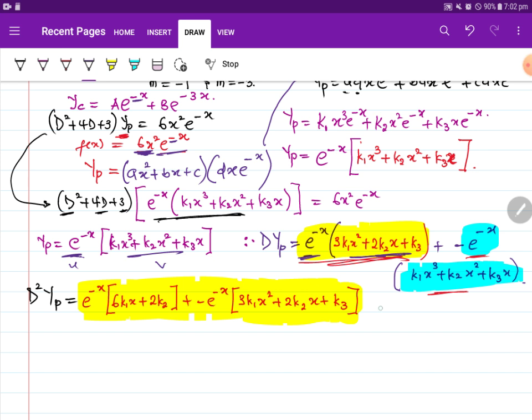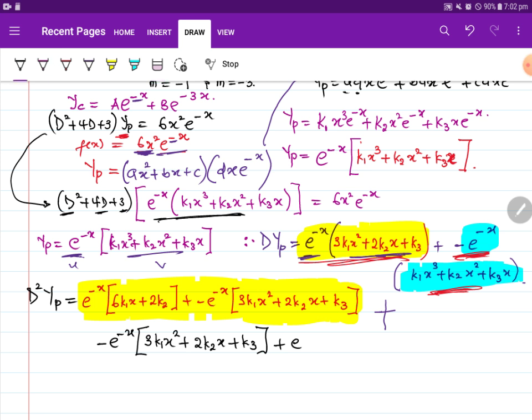Now, plus, big plus. Now, let's apply product rule on the second one. This will be my u, this will be my v. Now, using product rule on that, we have u dv. Differentiate what is there, that's 3K1 X squared plus 2K2 X plus K3. That's u dv plus v du. The du is the same thing as exponential minus X, because minus times minus will be plus.